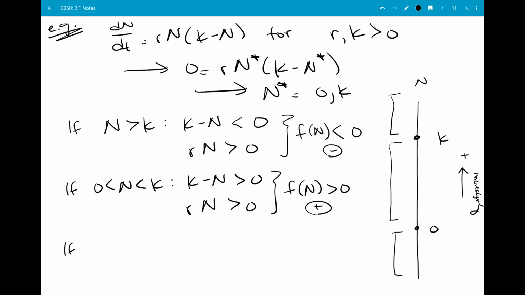And then finally, if I have n is less than 0, I'm going to have k minus n is k plus some positive number. R times n is negative, r times some negative number. And together, those things mean that f of n will be negative again.